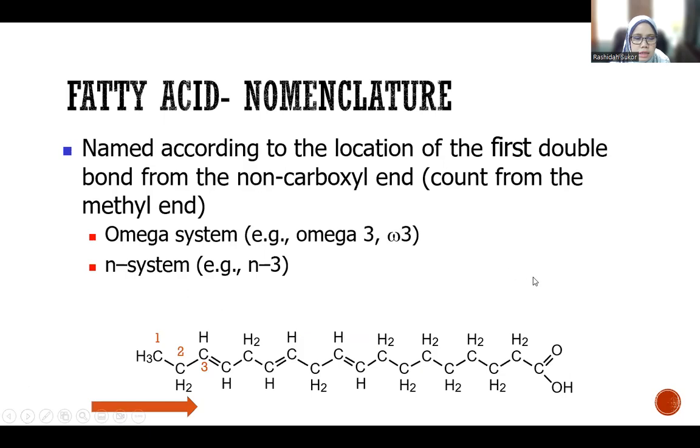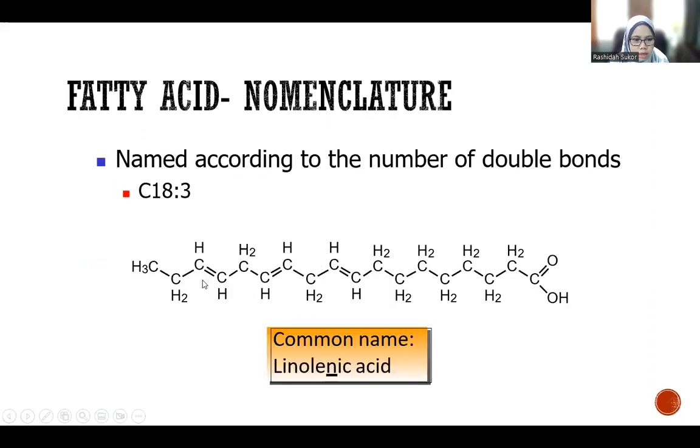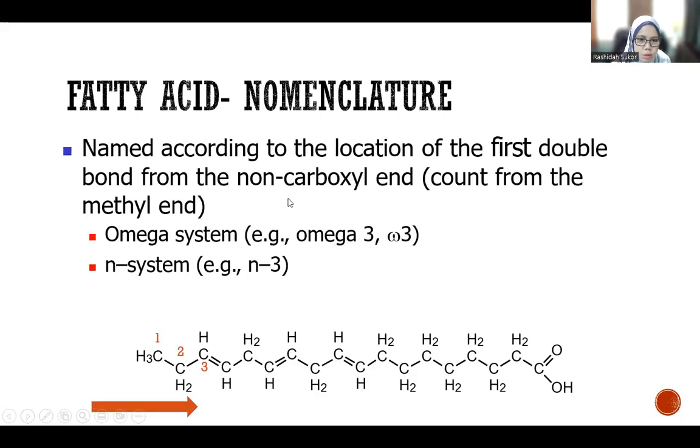Okay. And then fatty acids are also named according to the location of the first double bond from the non-carboxylic end. And tadi kita tengok dia name daripada sini kan, yang omega tu. Delta 9, 12. Ada satu lagi cara where you can actually give the N system or omega tu. Okay, location of those is from the methyl end.